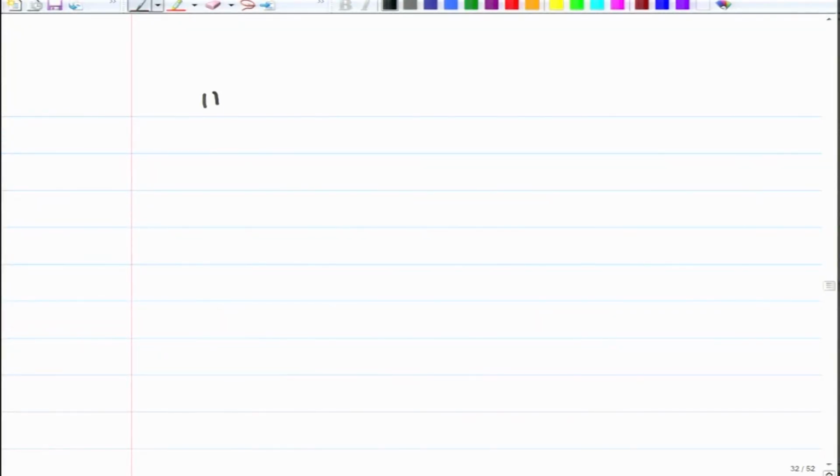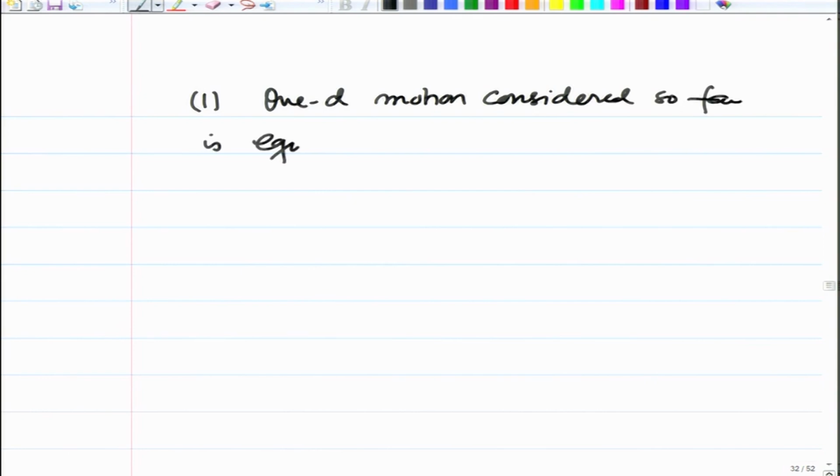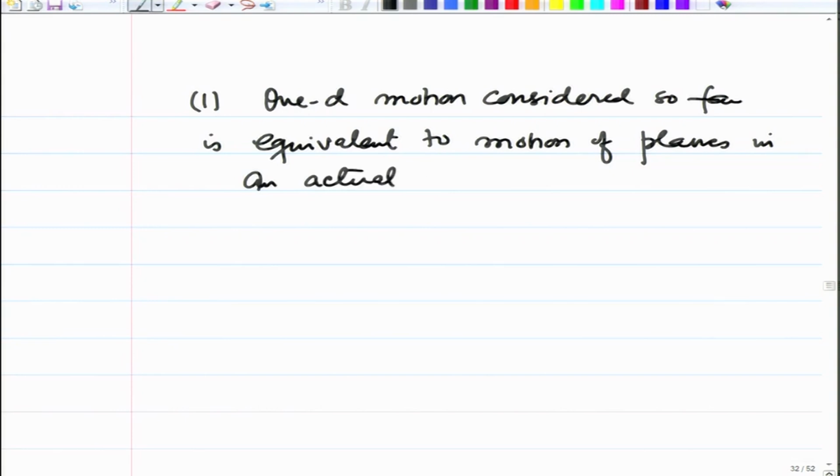So, I end this lecture by noting again three things. One, that the 1D motion considered so far is equivalent to motion of planes in an actual crystal.